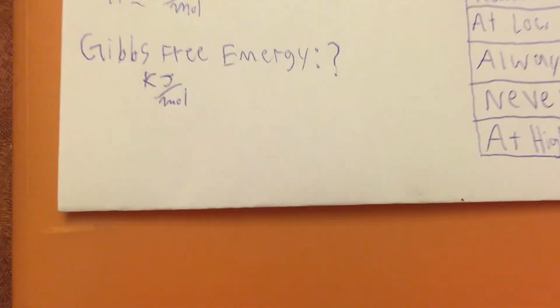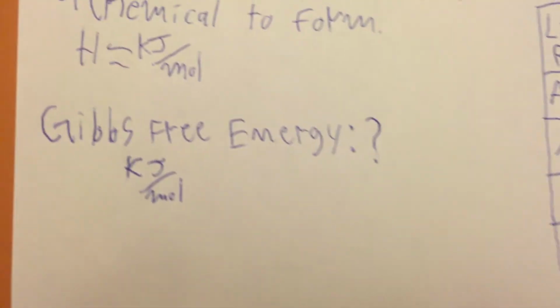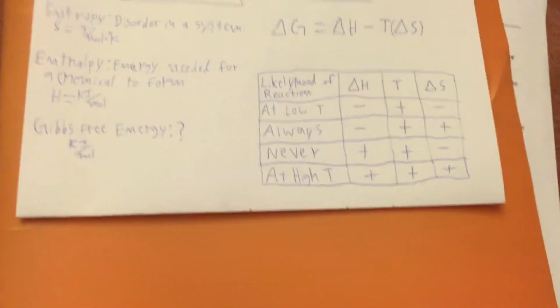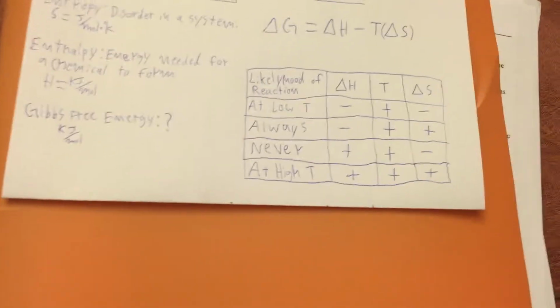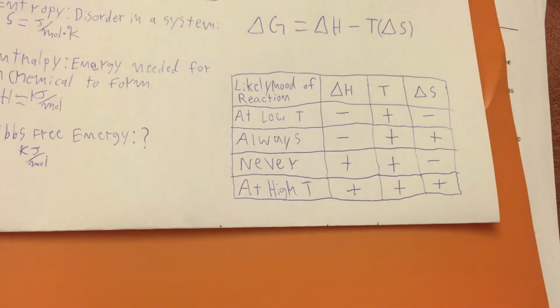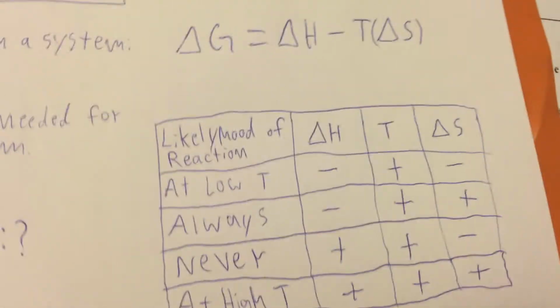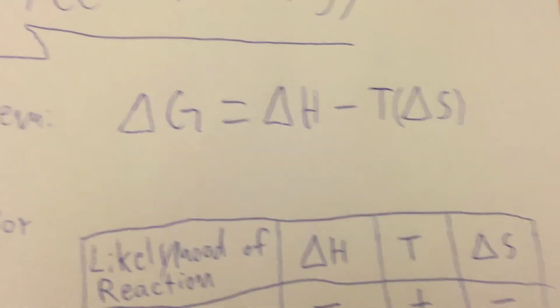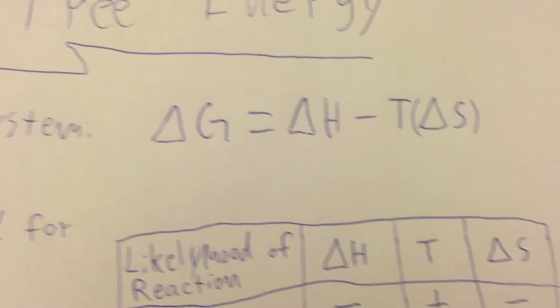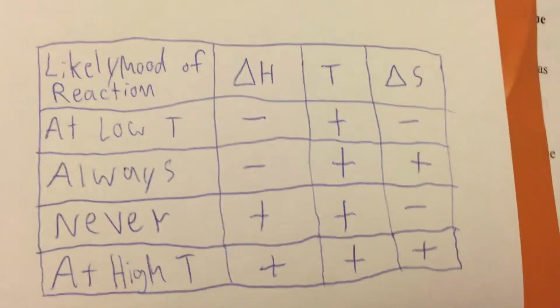And what is Gibbs free energy? Well, we're going to explain. The units for that is also kilojoules over moles. So the first thing you need to understand about Gibbs free energy is it explains the likelihood of a certain reaction happening. So let's go to this table over here to explain that. You have this essential equation, delta G equals delta H minus temperature times delta S. So here we have it.